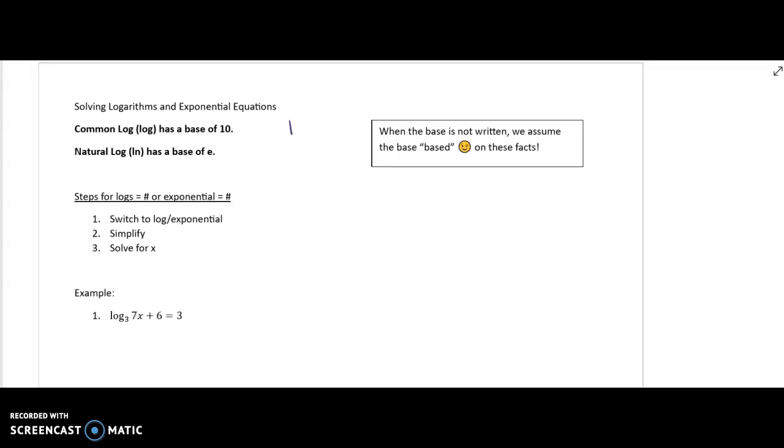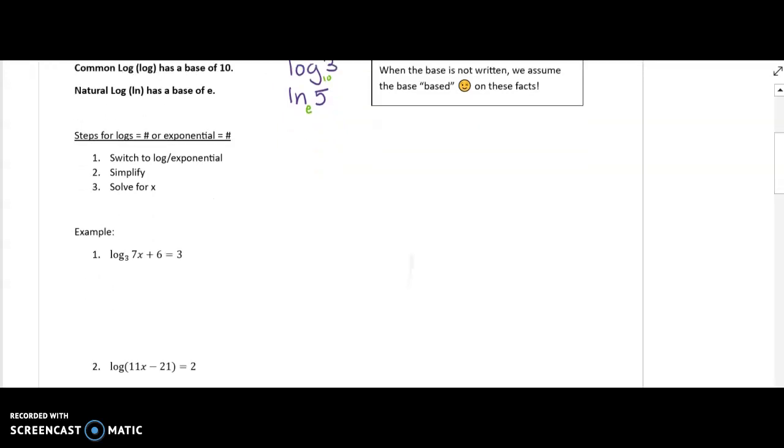If I just saw log of 3, I would assume that the base is 10. And if we had natural log of 5, I would assume that the base is e. So again, 10 and e. We assume these things so that we can correctly solve, and we can solve this nicely. So let's continue on.